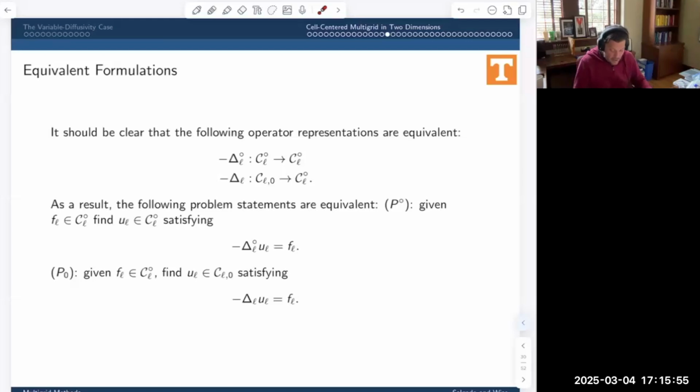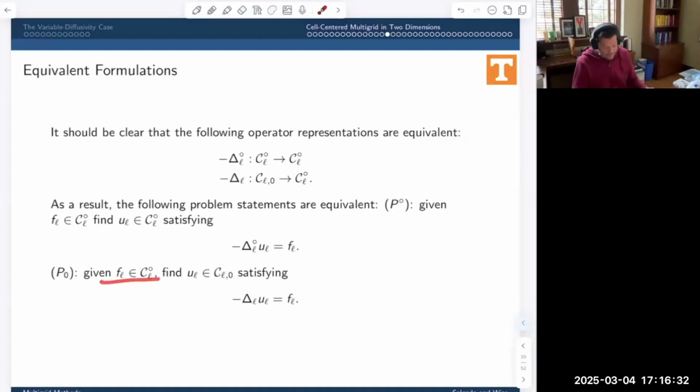The first way I call the P superscript circ problem: given an interior cell-centered grid function, you're going to look for an interior cell-centered grid function such that minus the interior discrete Laplacian acting on that interior cell-centered grid function is equal to an interior cell-centered grid function. It's a lot of words, but I hope you see that that is equivalent to what I defined earlier, which I'm going to call P sub 0.